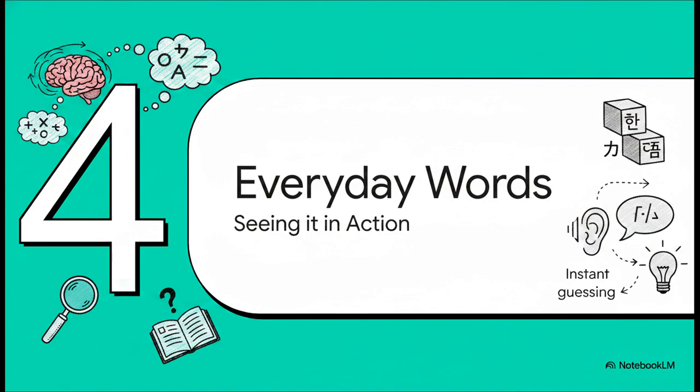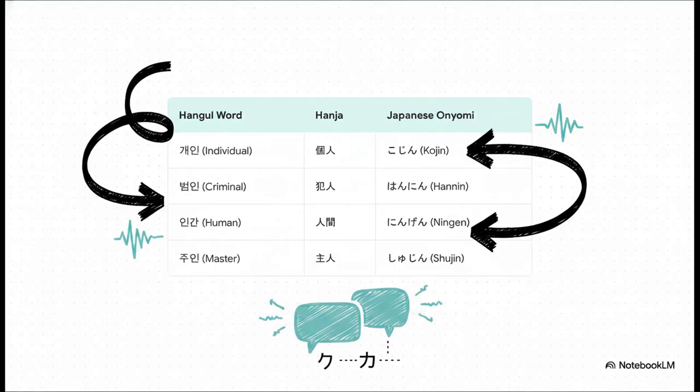Because, hey, theory is great, but proof is so much better. Let's look at some concrete evidence showing how you can use vocabulary you already know to just instantly guess Japanese words. Just listen to this pattern, it's almost like magic.